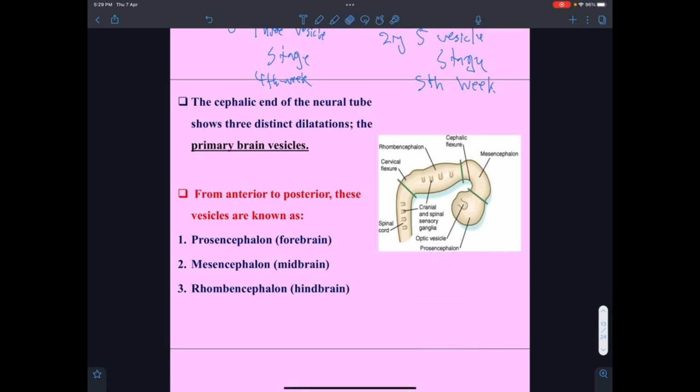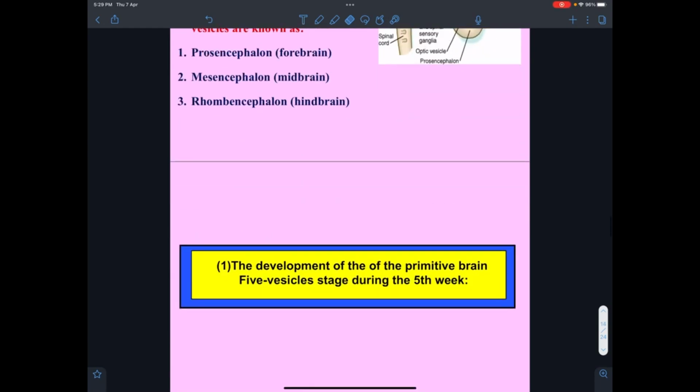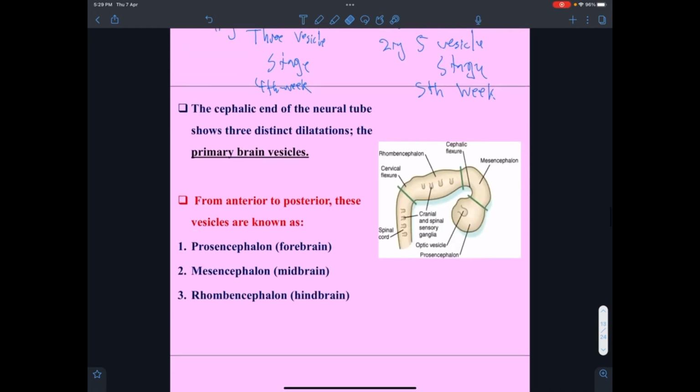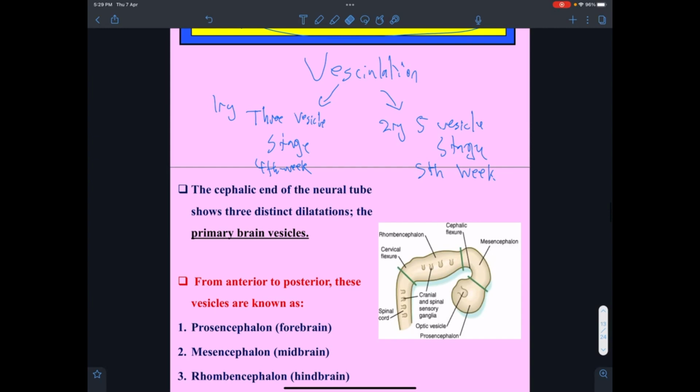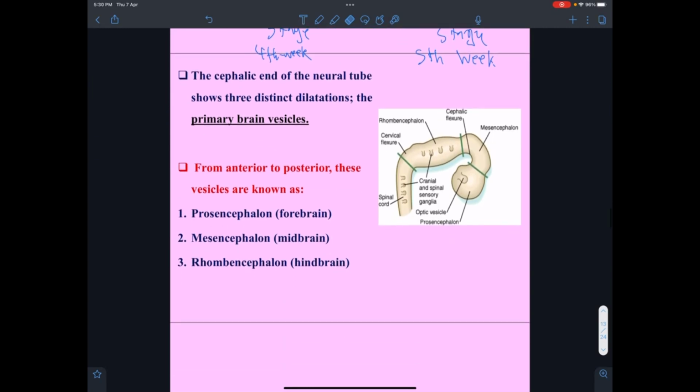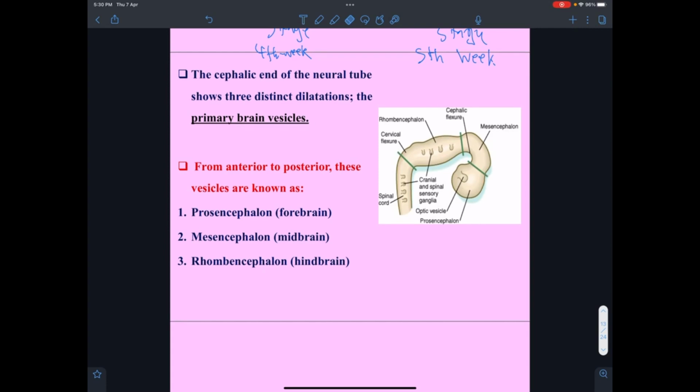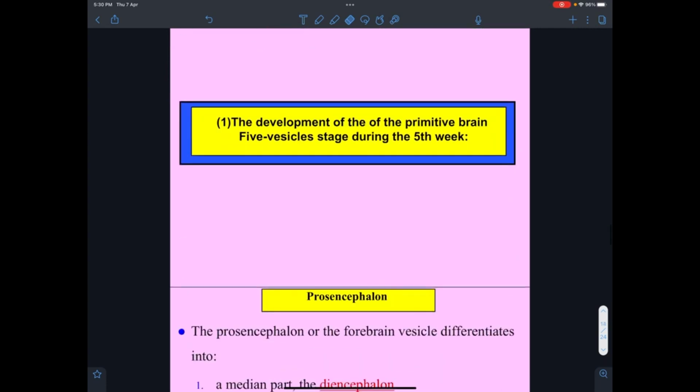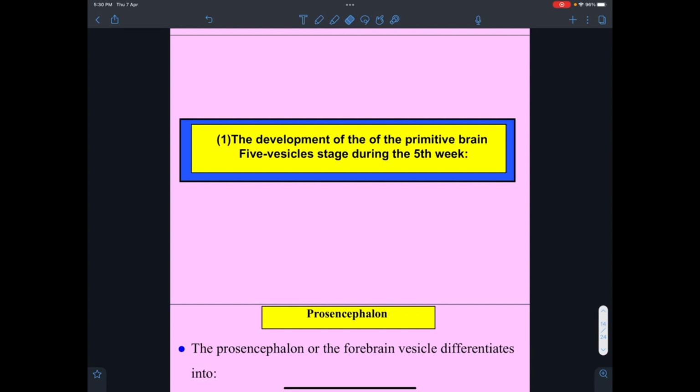Now that we got that out of the way, what we next want to know is the second stage, known as the secondary 5 vesicle stage. So you know about the first stage? 3 distinct dilatations. Now the second stage, during the 5th week, right after the first stage in the 4th week, is the 5 vesicle stage, which is what we will see.